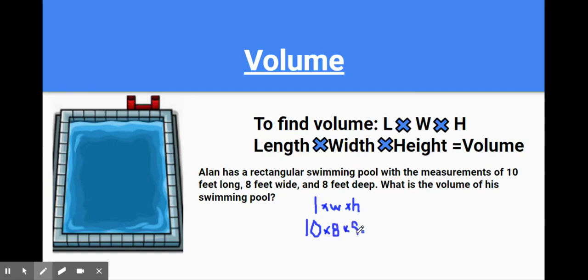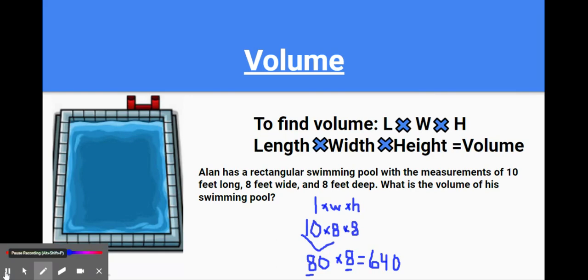I want you to take a moment, pause your video, and multiply these numbers together. All right, so 10 times 8 is 80. We bring down what we have not used, and 80 times 8 is going to give us 640. And you can think about multiplying 8 times 8 and adding the 0 to it.